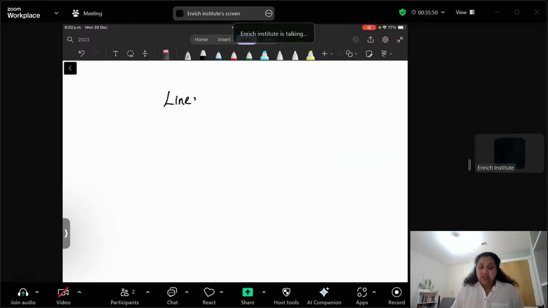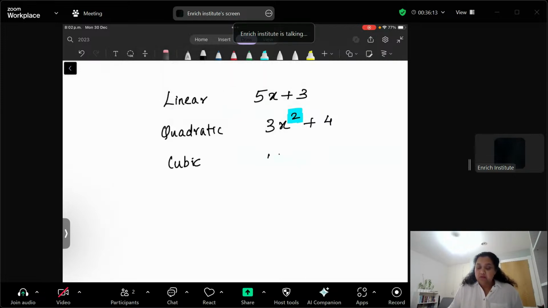The first one is a linear equation where you have something like 5x plus 3, where there is no indices, there is no power here. Okay. So that's called a linear equation. The second one is called a quadratic equation, which is 3x square plus 4. If there is a square here, it becomes a quadratic equation. And then the third one is a cubic equation, which is 4x to the power of 3 plus 3x square plus x cube plus 2 or something like that. The highest power is 3. I'm sorry, it is not 4, it should be 3. If the highest power is 3, it becomes a cubic equation.